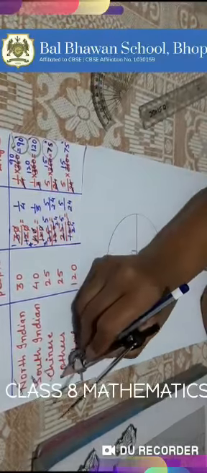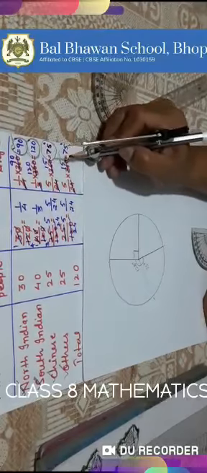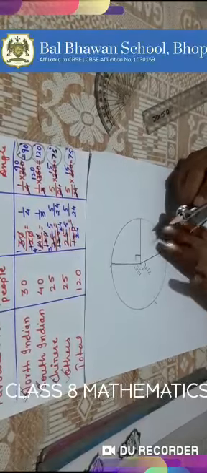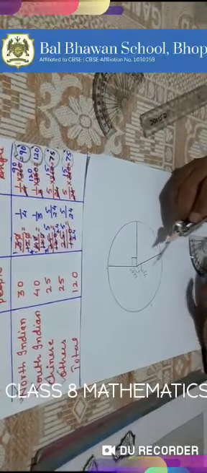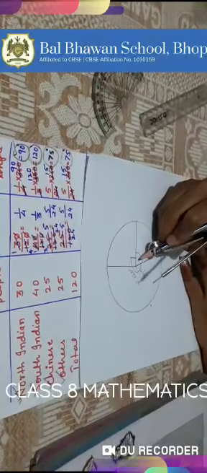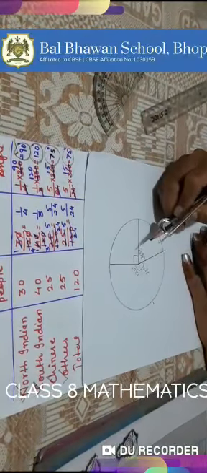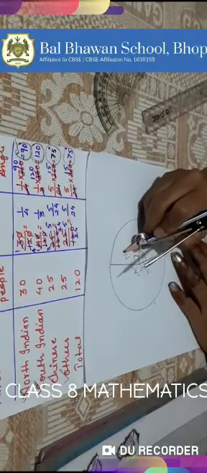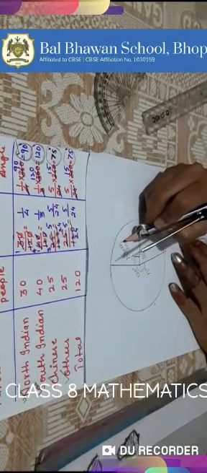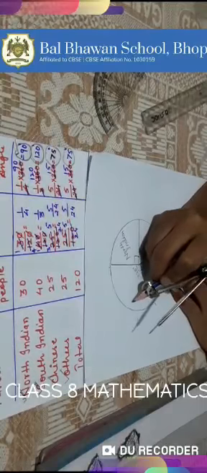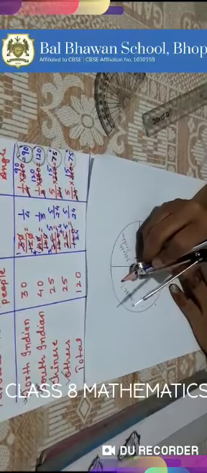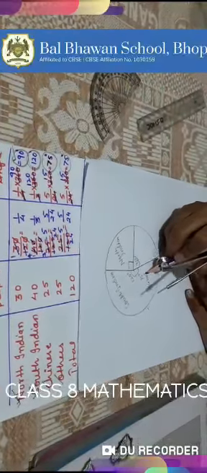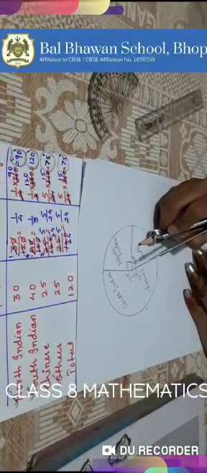And children, the last is for others, and that is also 75 degrees. So no need to construct the last angle. Whichever is left over, that is the last central angle for others. So this is 75 degrees for others. Now we have to label the sectors. The first sector is for North Indian. Second sector is for South Indian. Third sector is for Chinese. And fourth sector is for others.